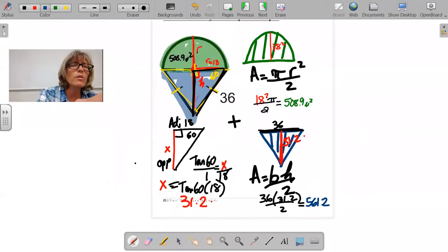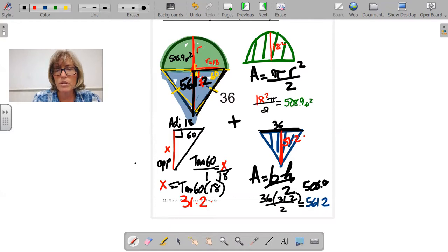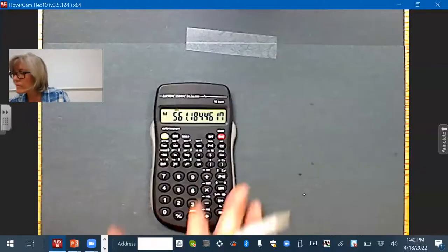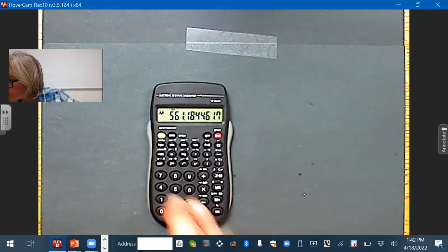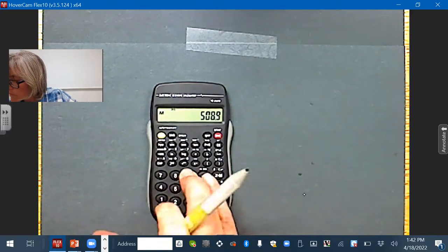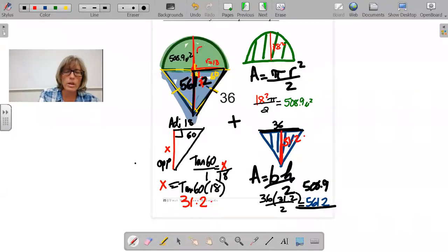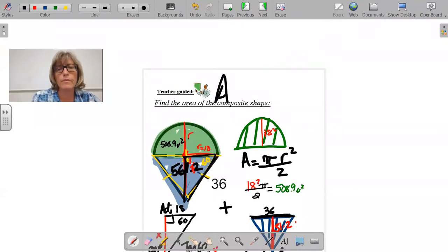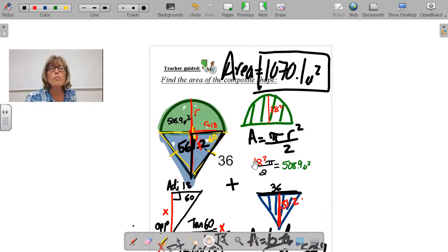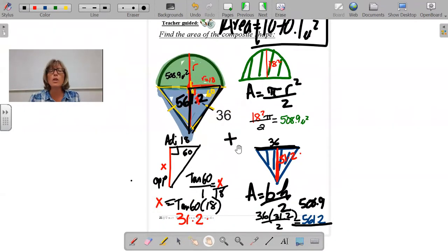So our composite shape here, 561.2, is going to be 508.9 plus 561.2. And I get 1,070.1 units squared.